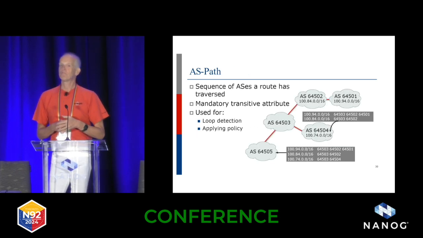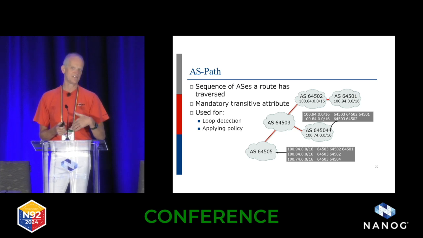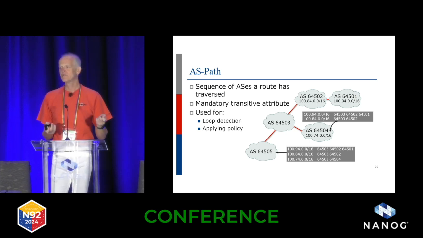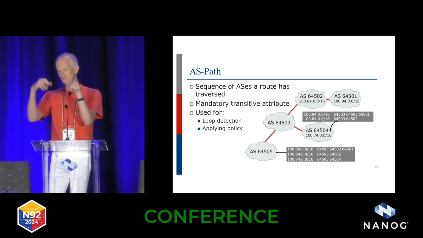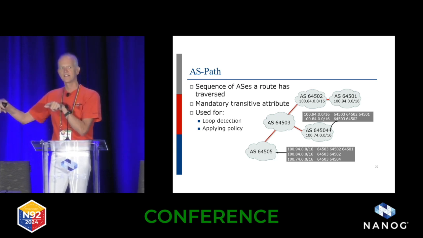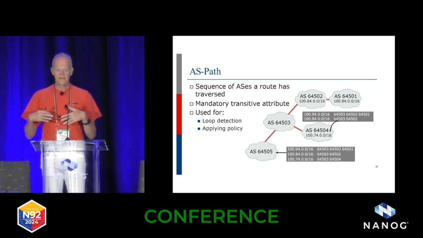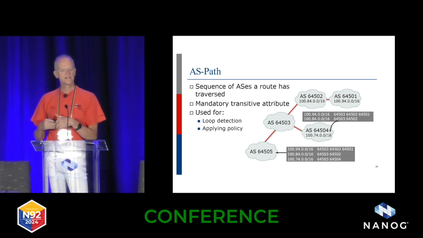AS path is super important. As I was saying before, it shows you the origin of the prefix, so who originated it into the routing system, and then where it's been to get to you. So it's a bit like your baggage tag. For those of you who fly far too much, it's a bit like your baggage tag showing you the airports that the airline claims your suitcase is going to go through. Hopefully it matches what your boarding passes say.